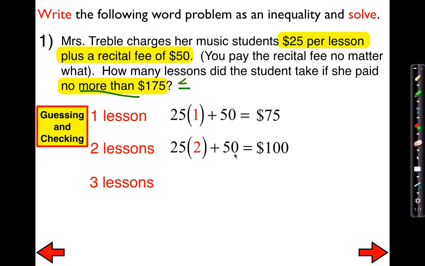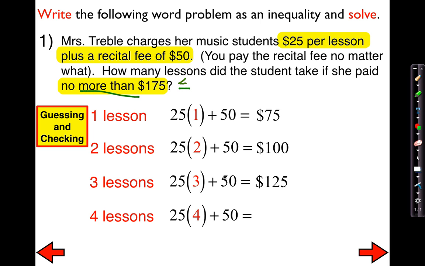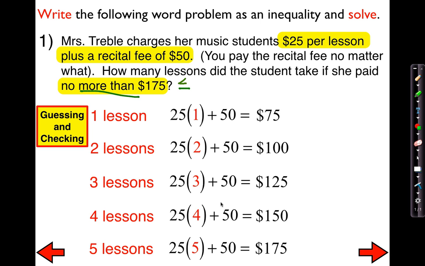3 lessons, again, now it's $25 a lesson, so that's 25 times 3 lessons, plus the recital fee, that's going to be $125. 4 lessons is going to be the $25 per lesson for 4 lessons, which is $100, plus that recital fee is going to be $150. And last but not least, for 5 lessons, it's going to be $25 per lesson. So $25 for 5 lessons, it's $125, plus 50 is $175. So this is just me guessing and checking.